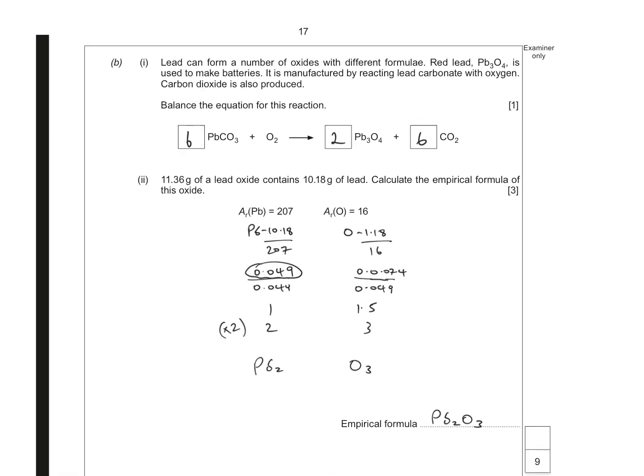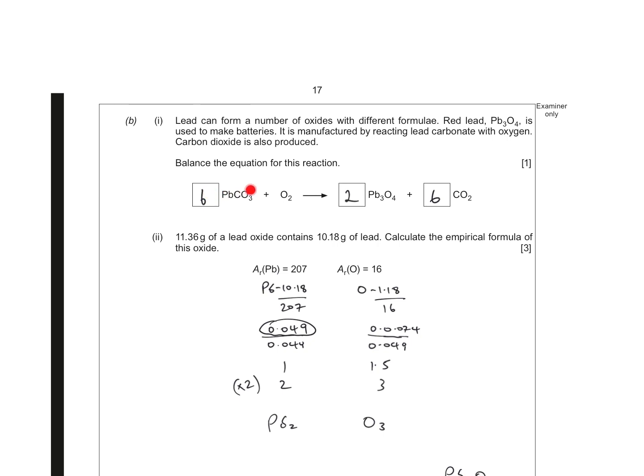Last question then, guys. First, it asks you to do some balancing. 6, 2 and 6, come and see me and I can talk through that one with you. Now, we've got our next one, though, and I'm going to take a bit of time on this. So 11.36 grams of lead oxide contains 10.18 grams of lead. Calculate the empirical formula of this oxide.